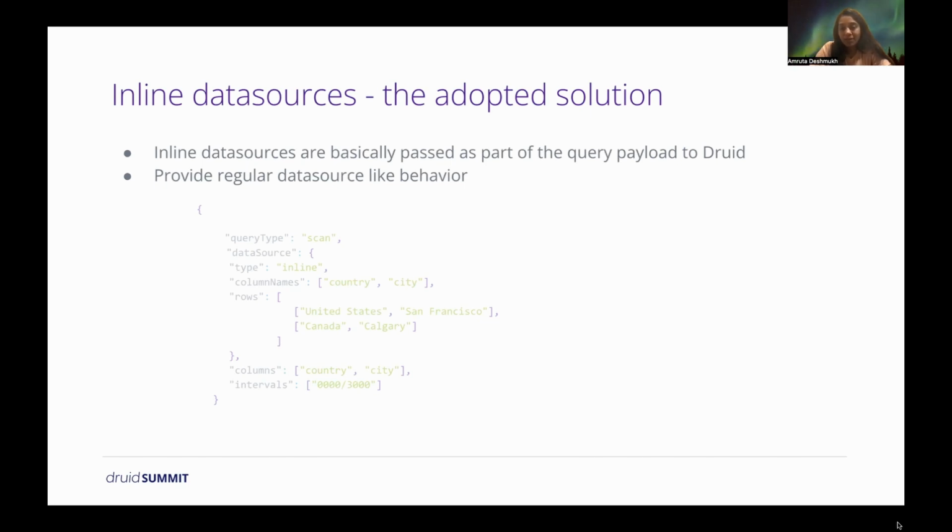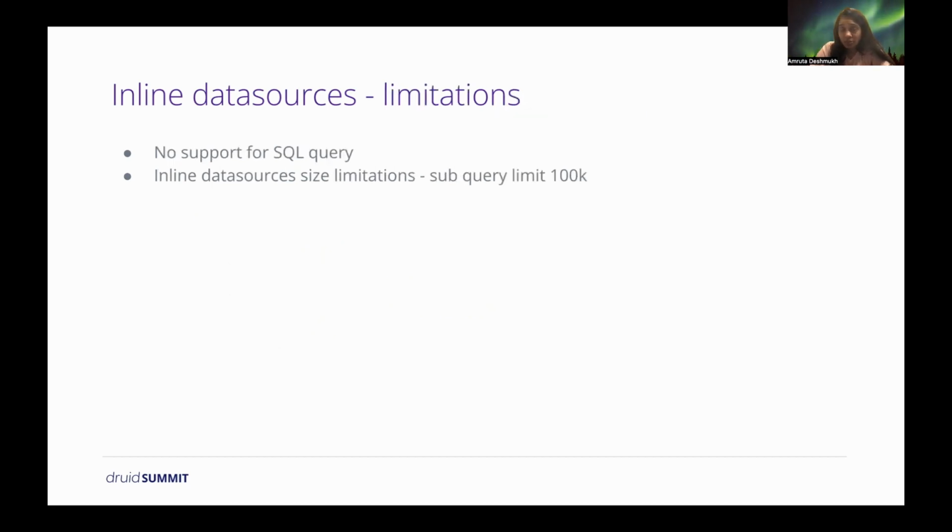Now, here is a sample of the inline data source in a scan query, where the columns for the table are country and city. This was the perfect solution for us because we did not have to maintain the data source, and we could just pass our BI tag data source as a table inside the query itself. Now, there are a few limitations of inline data sources. Specifically, they lack SQL query support, and they also have size restrictions.